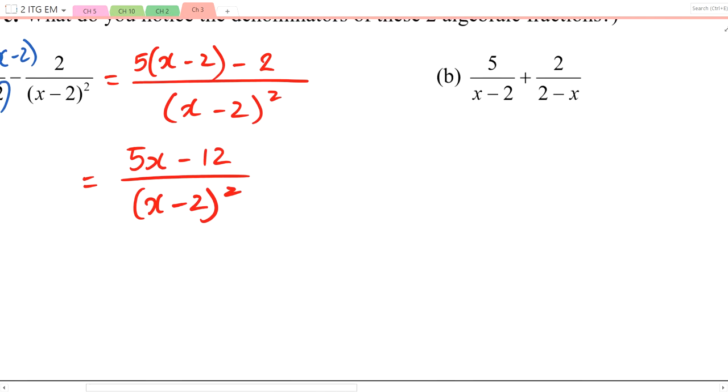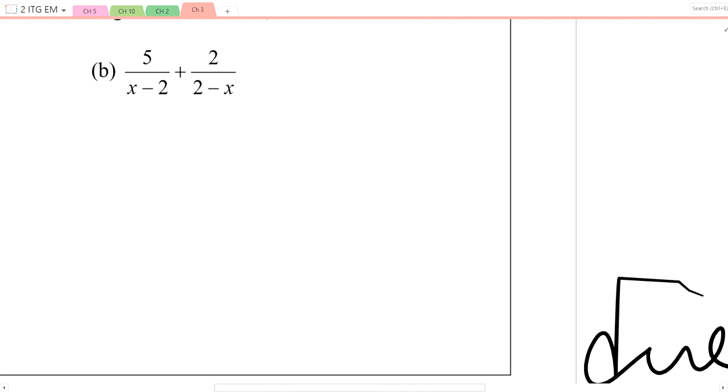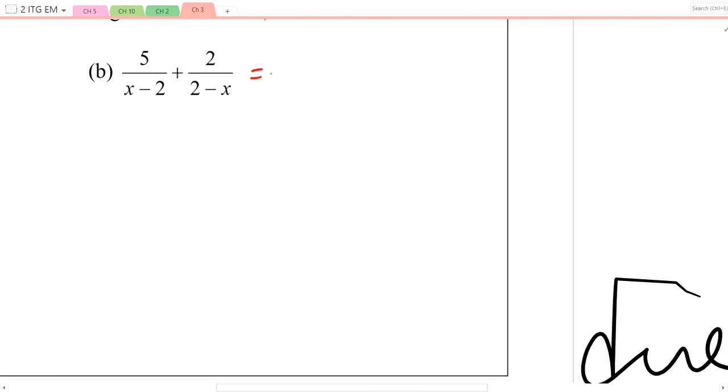So part B. Part B. This is the one that I'm guessing some of you may have problems with. What do you think is the common denominator? X minus 2? That's it? Here I have x minus 2, but I don't have x minus 2 over here. What shall I do? Change the sign. How to change the sign?